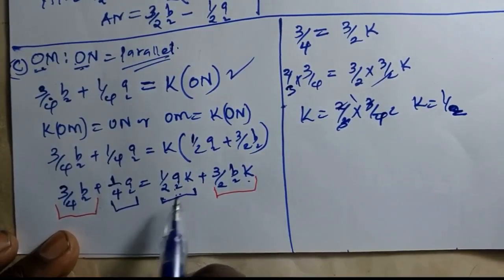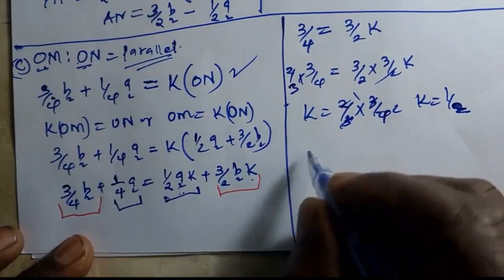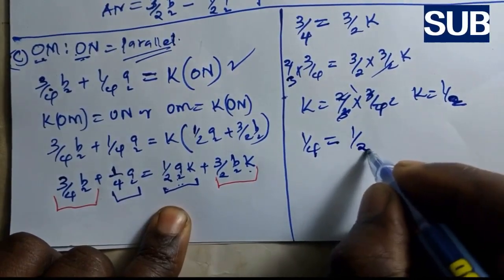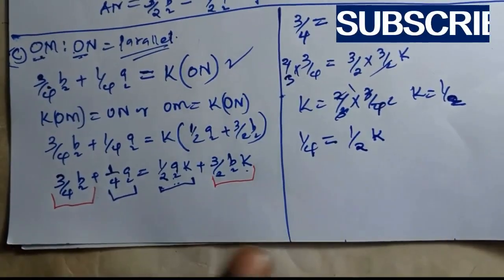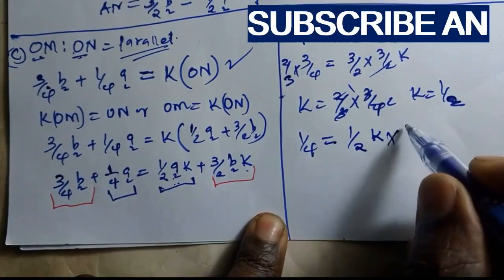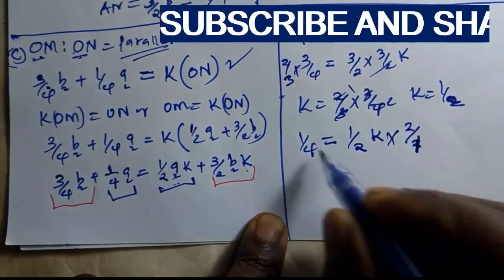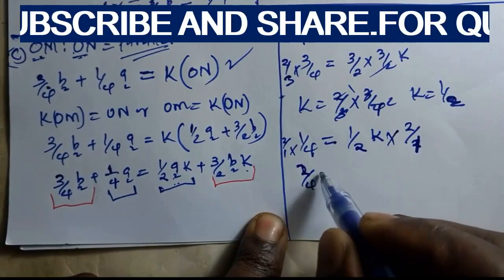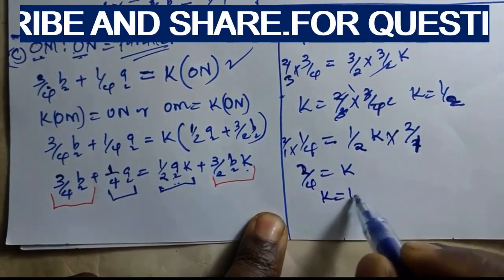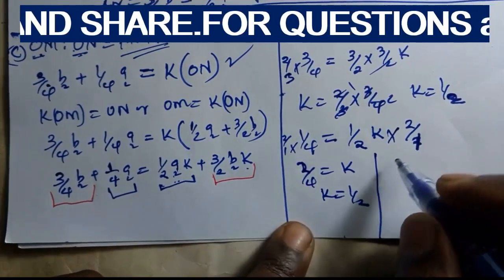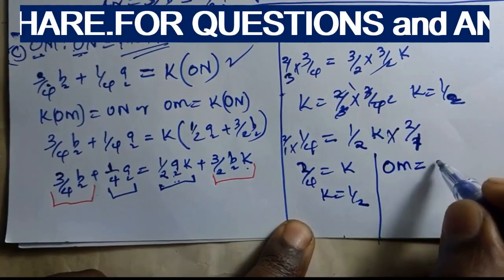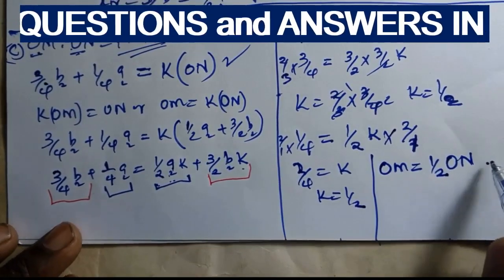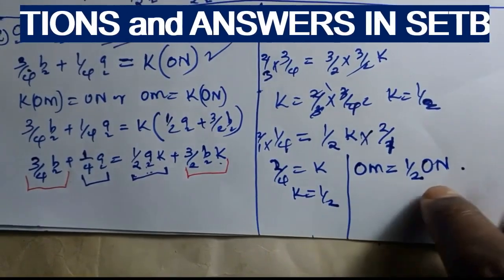Even if you use this one, the answer should be the same. Let us use this one. 1 over 4 is equal to 1 over 2 K. To get K, you multiply both sides by the reciprocal, so that we remain with K, reciprocal of this 2 over 1. So 2 over 4 is equal to K, and K is equal to a half. So it means that OM is equal to a half ON. It means that they are parallel. So we have shown that OM and ON are parallel.